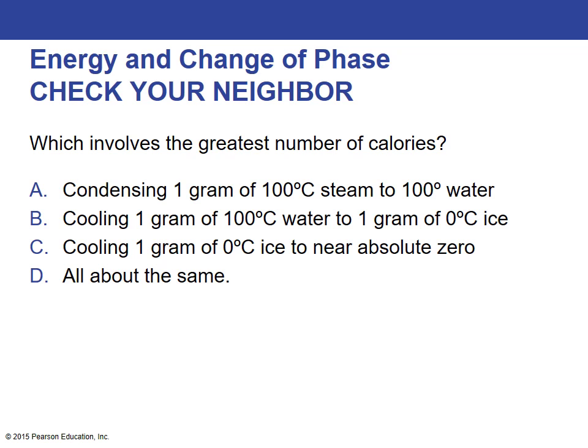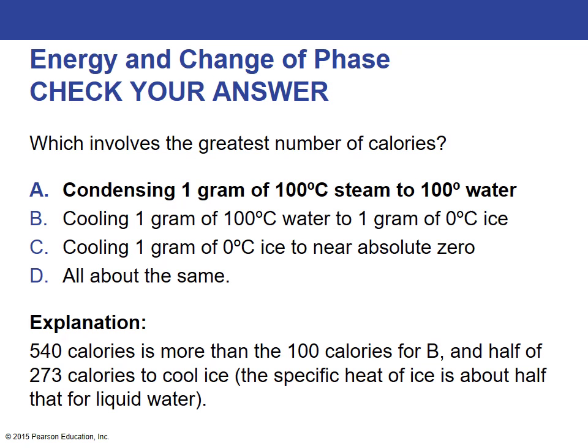Next we have: which involves the greatest number of calories? And a calorie is just a measure of energy. So which requires the greatest amount of energy: condensing 1 gram of 100-degree steam to 100-degree water, cooling 1 gram of 100-degree water to 1 gram of 0-degree ice, cooling 1 gram of 0-degree ice to near absolute zero, or all about the same? The answer is condensing 1 gram of 100-degree steam to 100-degree water. So 540 calories is more than the 100 calories for B, and half of the 273 calories to cool ice. The specific heat for ice is about half of that for liquid water.